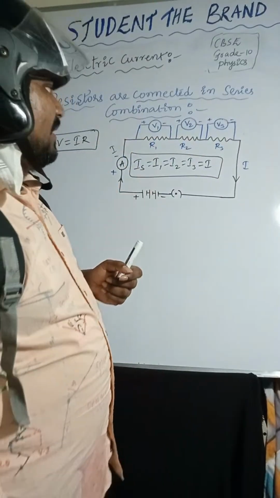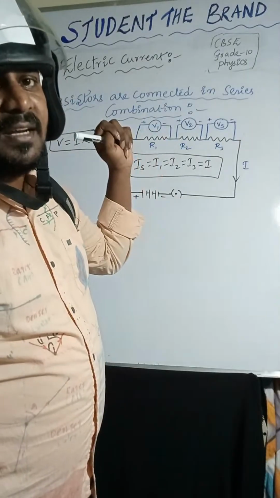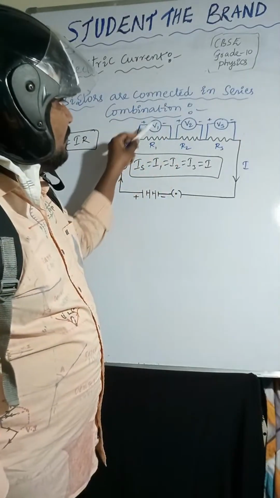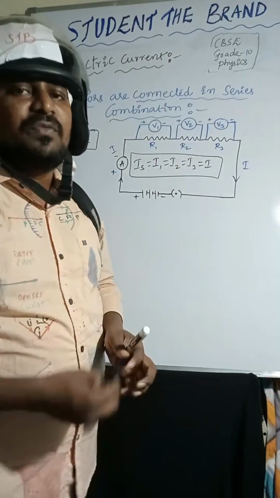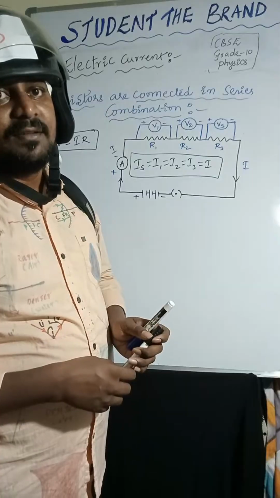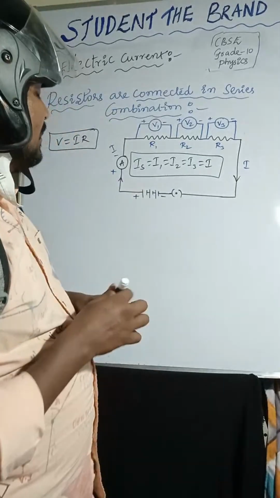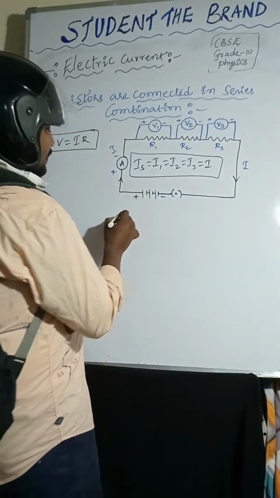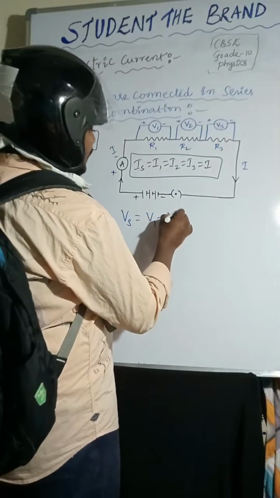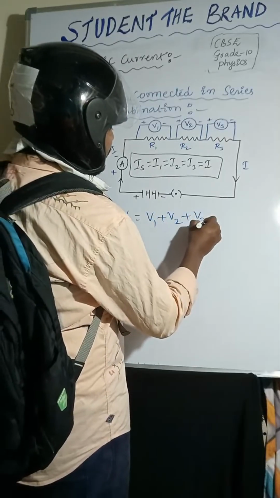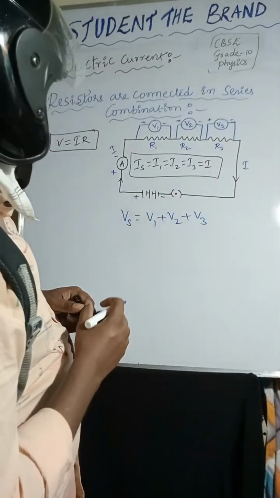Okay, done. Fine. Now, potential difference is different, right? Across R1, V1, across R2, V2, across R3, V3. So different potential difference is there. Yes or no? Potential difference is different. So in that case, we can write Vs equal to V1 plus V2 plus V3.